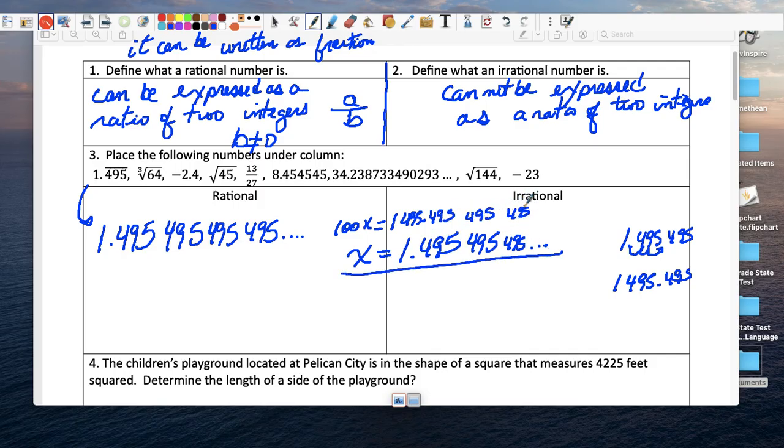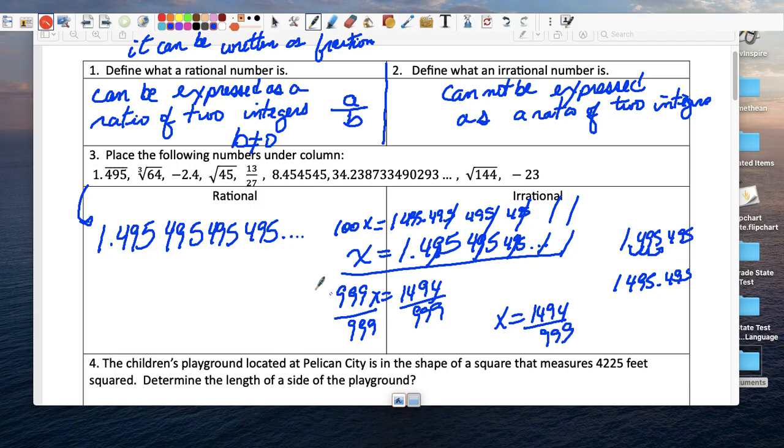Now, the 495 is the repeating part. If you start subtracting, everything is going to be 0, 0, 0 to the right side of the decimal. And we're going to have 999x equals 1,494. We're going to divide both sides by 999. x equals 1,494 over 999. So was I able to take this repeating decimal and rewrite it as a ratio of two integers? 1,494 divided by 999. If you take this fraction to a calculator and divide it, you get this repeating decimal.